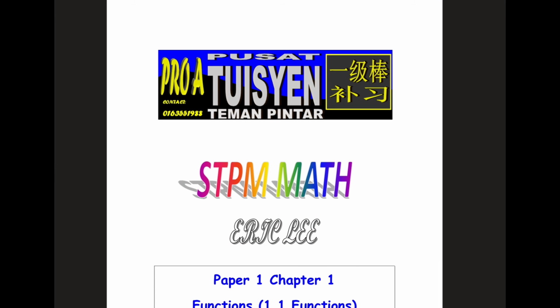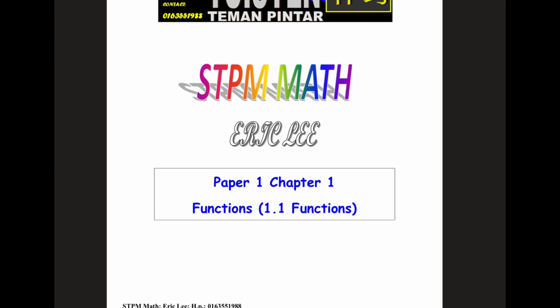So this is the first chapter of STPM Mathematics T. As you can see here, this is functions. So let's start with the functions. The next page. So we have the syllabus on top. This is for self-reading, and we start straight away.